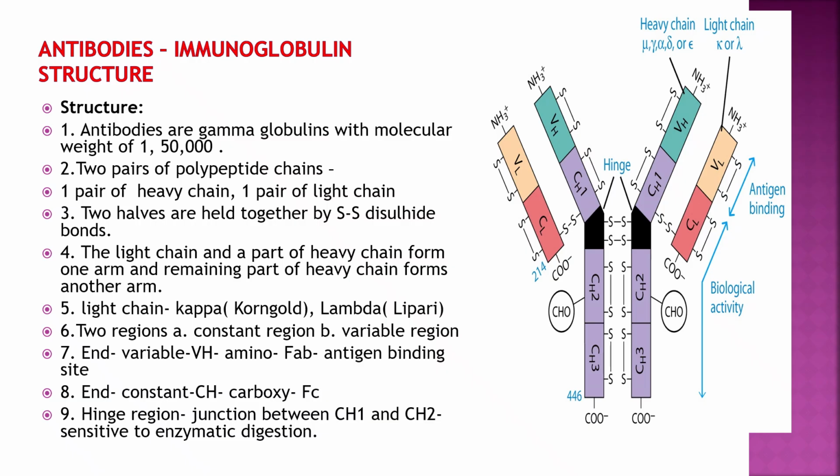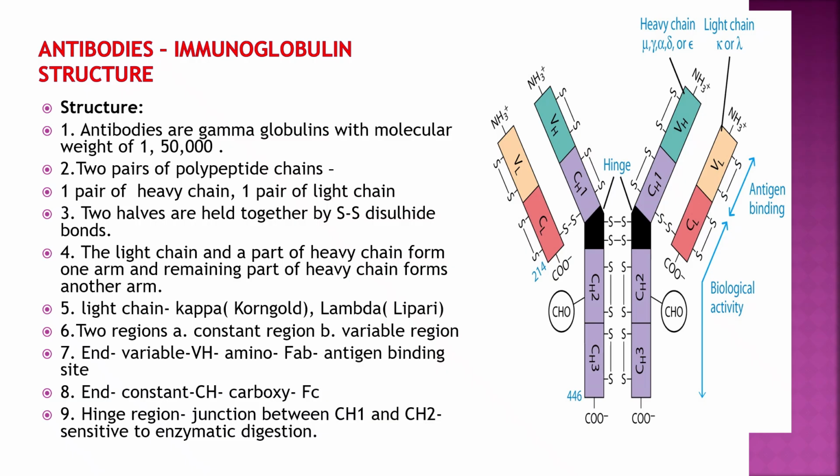Two pairs of polypeptide chains are there, one pair of heavy chains and one pair of light chains. The two halves are held together by disulfide bonds. The light chain and a part of the heavy chain form one arm, and the remaining part of the heavy chain forms the other arm. The light chain contains kappa or lambda. Two regions are there, constant region and variable region.